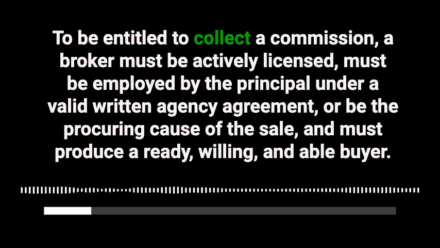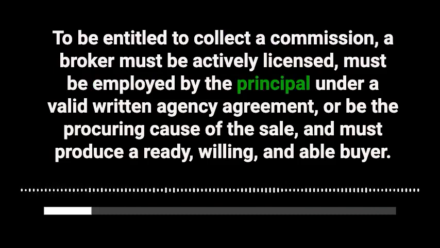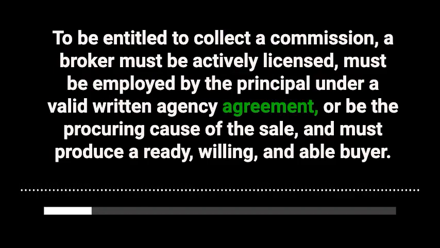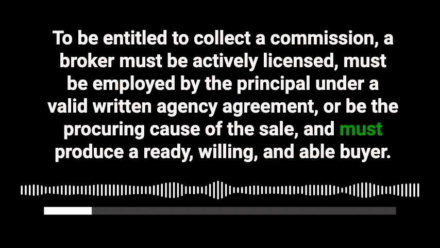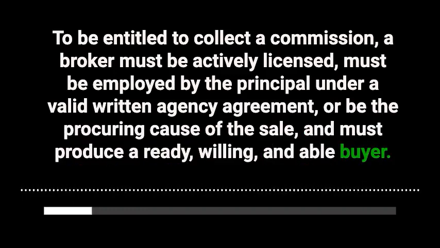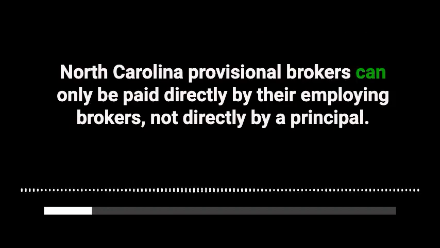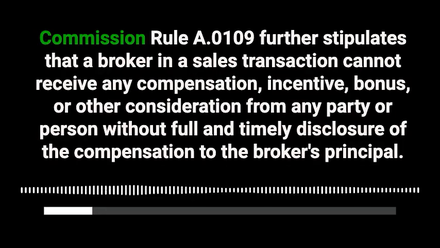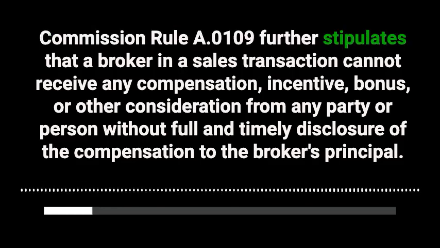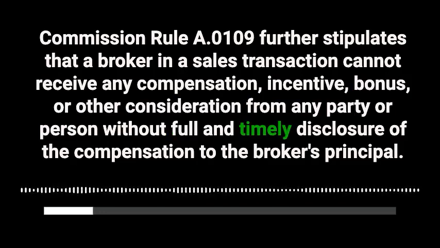To be entitled to collect a commission, a broker must be actively licensed, must be employed by the principal under a valid written agency agreement, or be the procuring cause of the sale, and must produce a ready, willing, and able buyer. North Carolina provisional brokers can only be paid directly by their employing brokers, not directly by a principal. Commission Rule A-109 further stipulates that a broker in a sales transaction cannot receive any compensation, incentive, bonus, or other consideration from any party or person without full and timely disclosure of the compensation to the broker's principal.